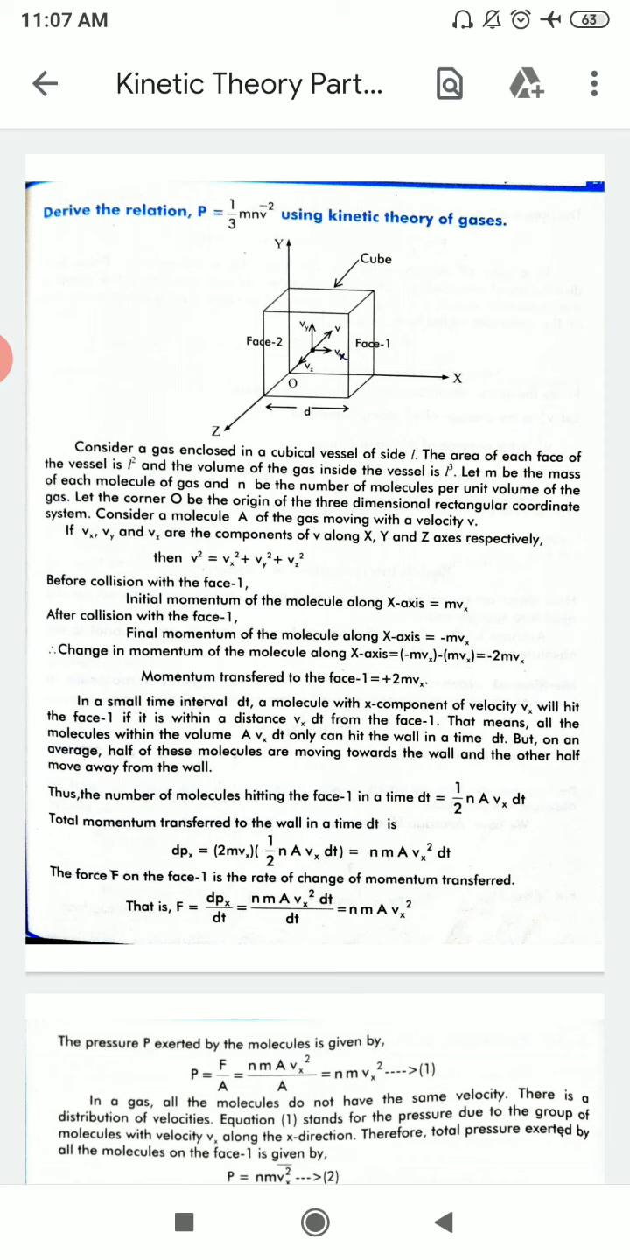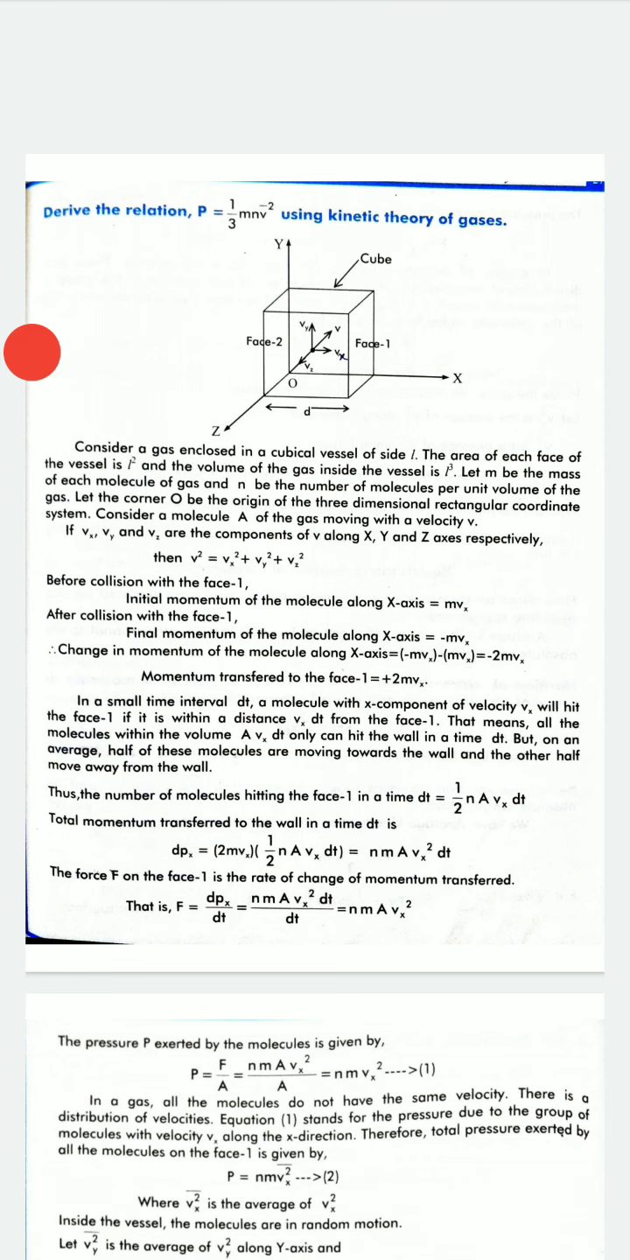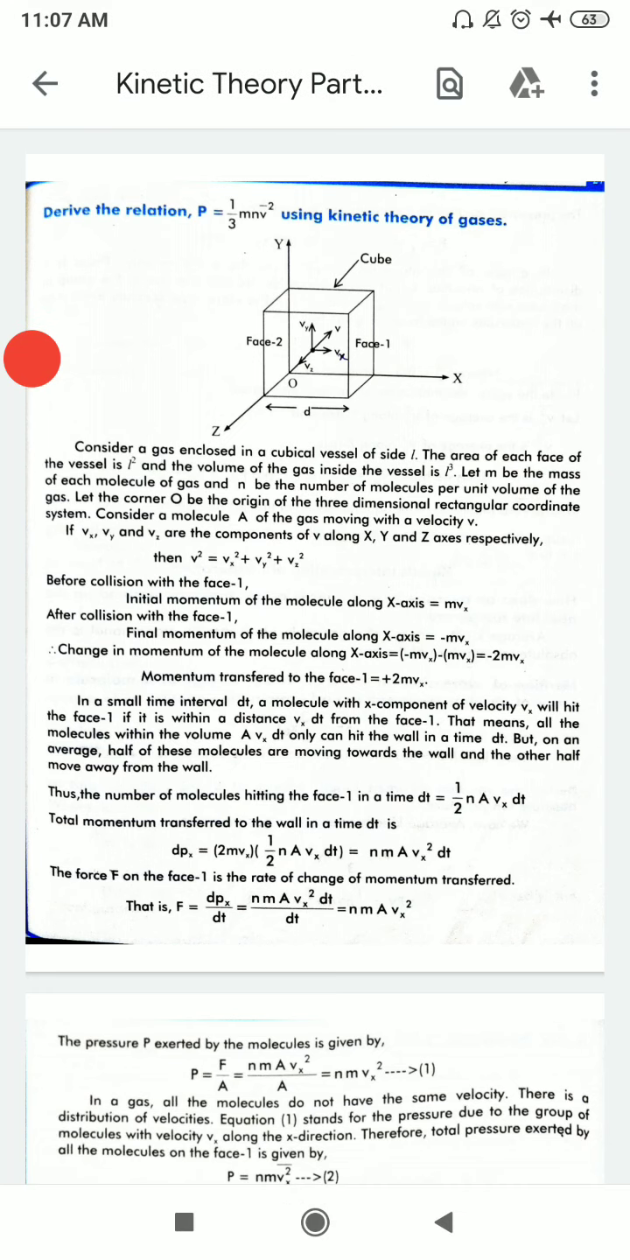Today we will discuss the kinetic theory part 3. In the previous two YouTube videos, we saw the kinetic theory introduction, that is the gas laws, and we discussed some assumptions of kinetic theory. In this video, we will discuss the P value. P is the pressure exerted by the molecules, which is equal to 1 by 3 m n v bar square, using kinetic theory of gas. So we'll discuss that here.